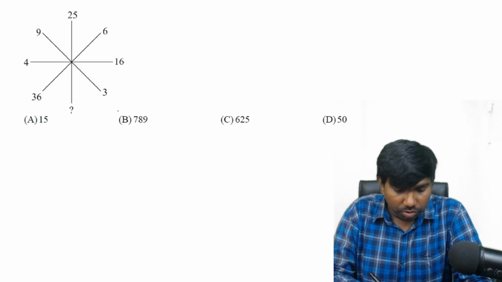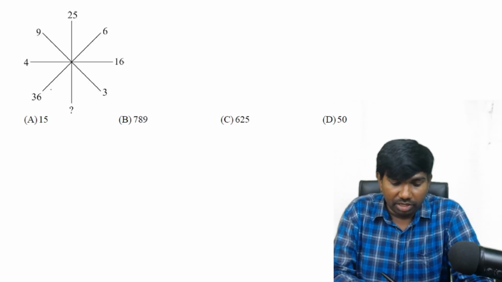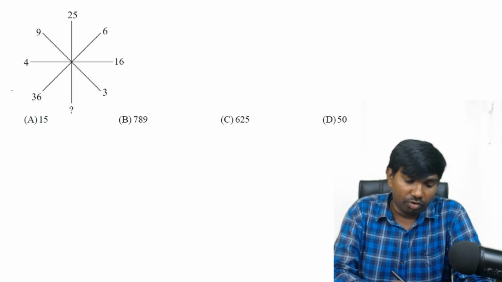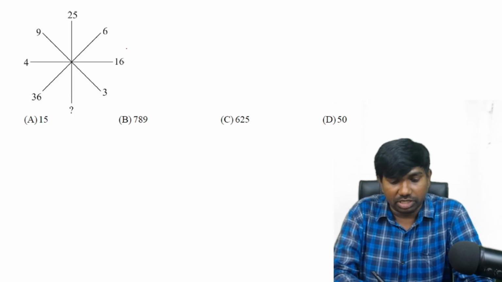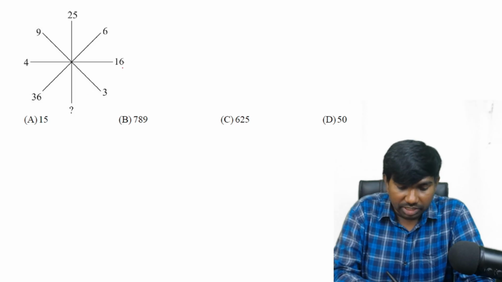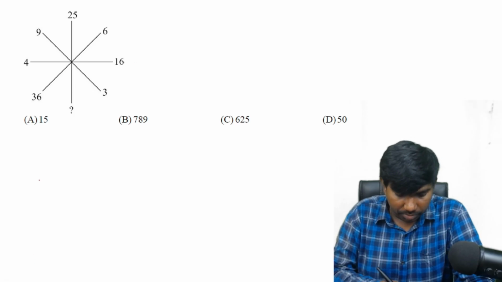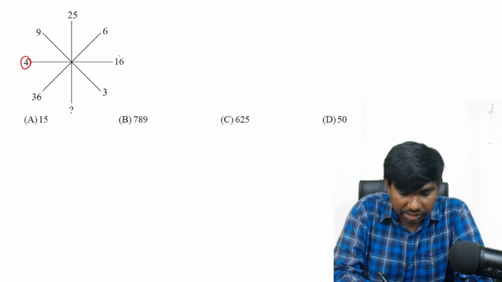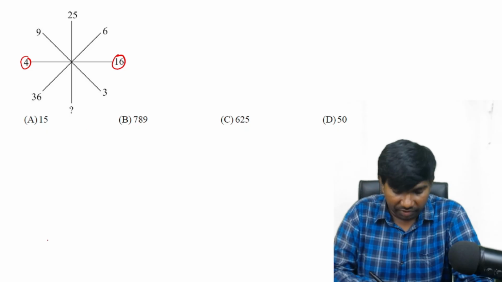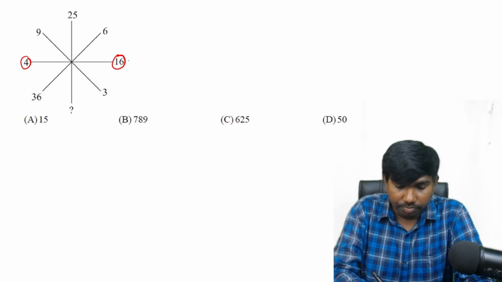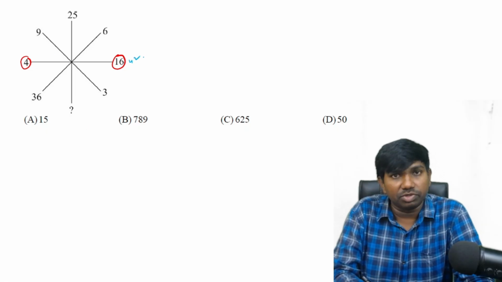Next question. So see here. First check the opposite number logics, and if opposite numbers do not have any proper logic, then go by series, either clockwise or anti-clockwise. First let us observe opposite numbers. See 4 and 16, how are they related? Yes, perfect square. 4 square is 16. That is 4 and this is 4 square.